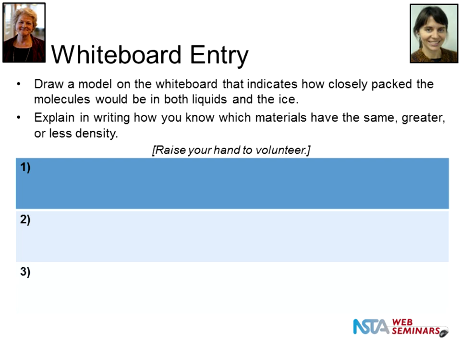Thanks, Kathy. So now we'll take 3 volunteers to write in boxes 1, 2, and 3 your explanation of the same, greater, or less density. So if you'd like to volunteer to use your text box tool to type on the whiteboard, you can use the raise hand button, and I will select you. So let's see, I've got one hand. Okay, Angela, you're number 1, so I'll give you the tools. Maureen, you're number 2, so I'll give you the tools. And we have one more volunteer.